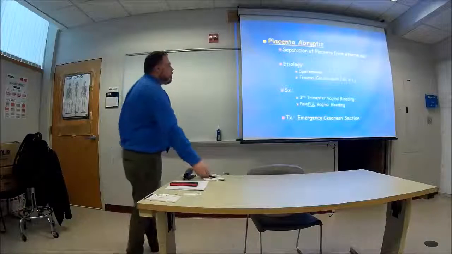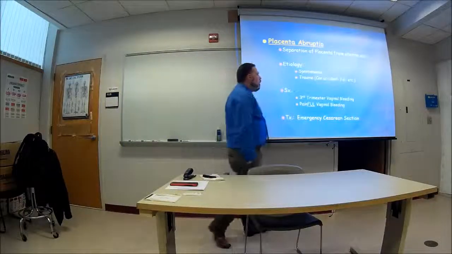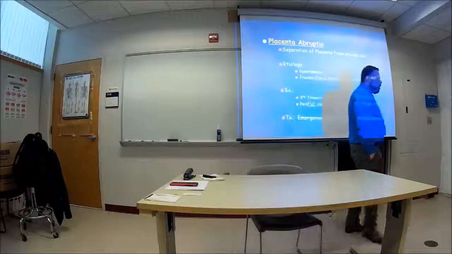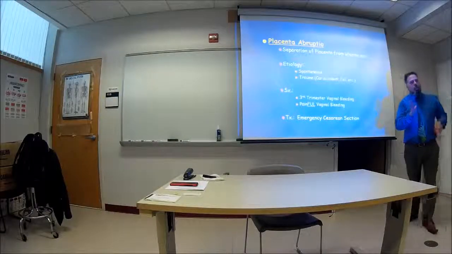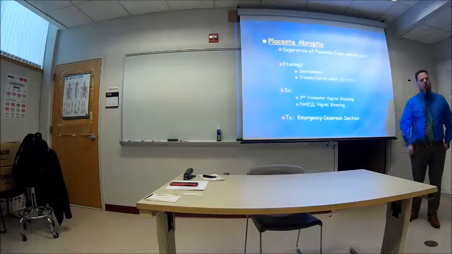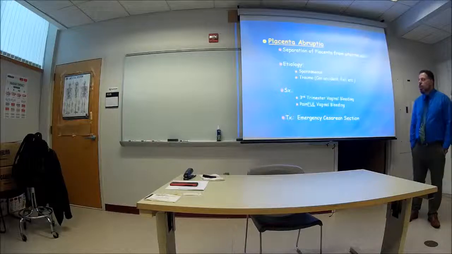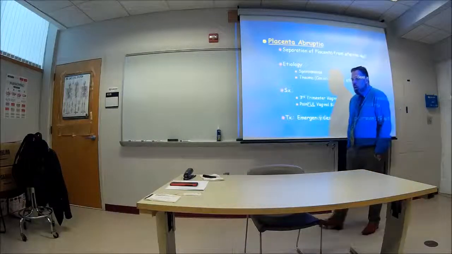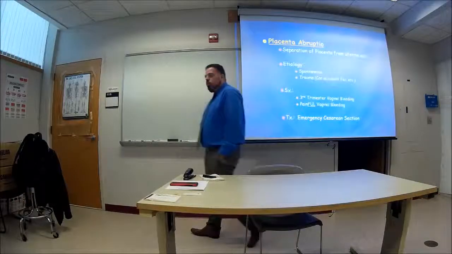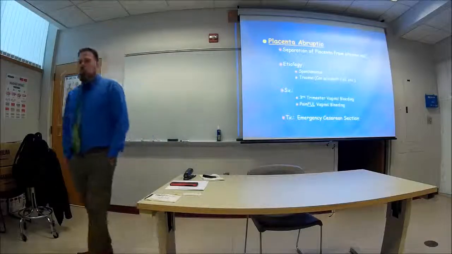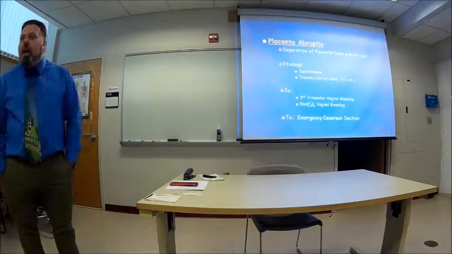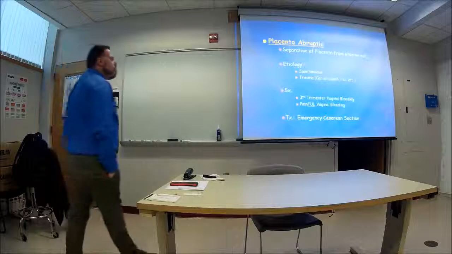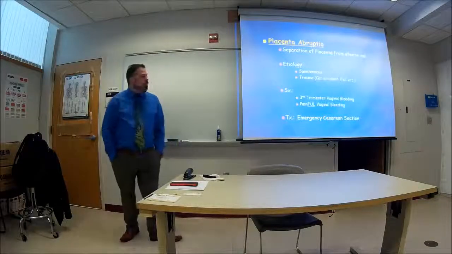All right, let's talk about placenta abruptio. This means that for some reason the placenta has separated off of the uterus. That could be due to trauma. A woman went through a motor vehicle accident, a tumble and fall, or domestic violence, or it could just happen spontaneously.